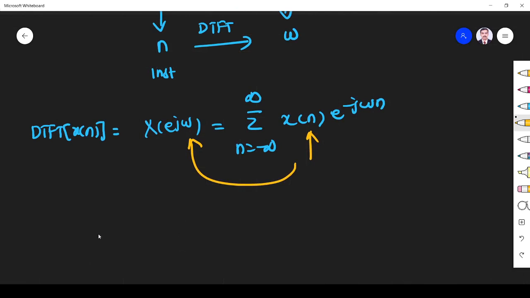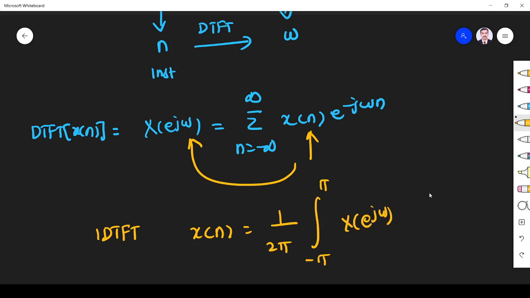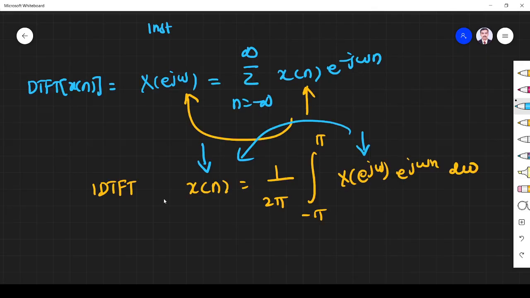What is the inverse DTFT formula? IDTFT is, if you give x of e power j omega, you will get x of n. So x of n will be equal to 1 by 2 pi, integral from minus pi to plus pi, x of e power j omega into e power j omega n d omega. Here I give input as omega, that is the frequency domain signal. What we get is time domain. So it converts omega to n, IDTFT.